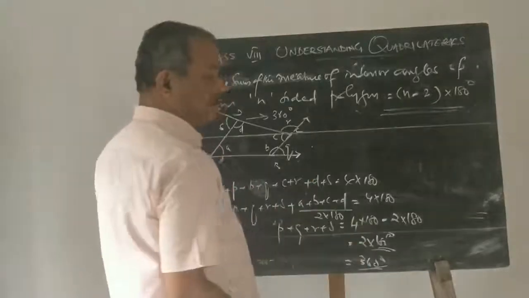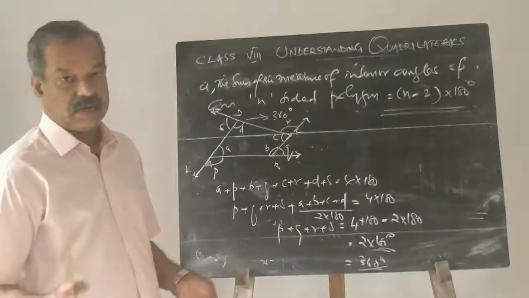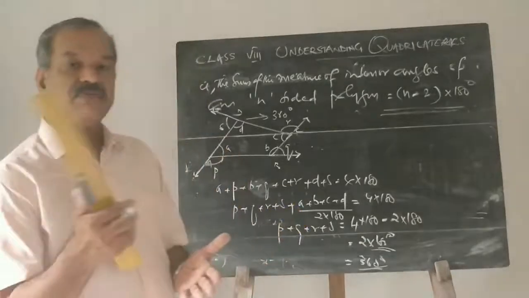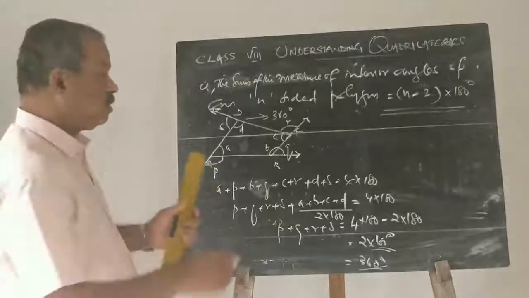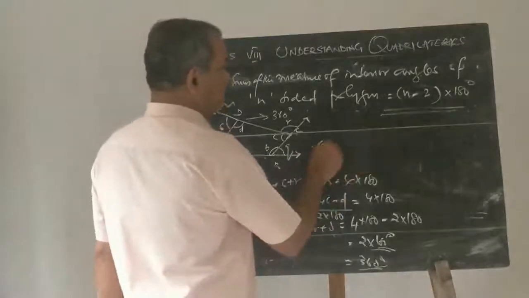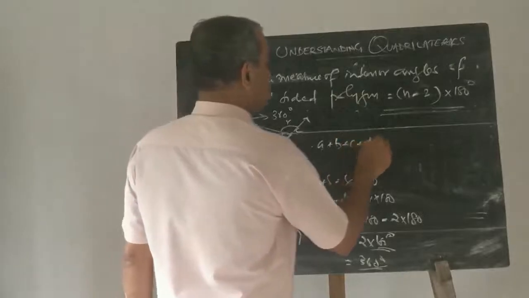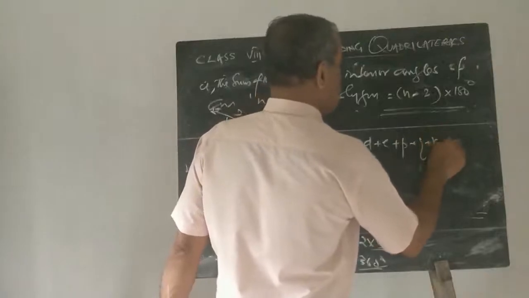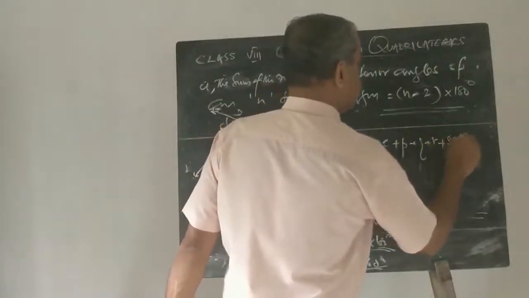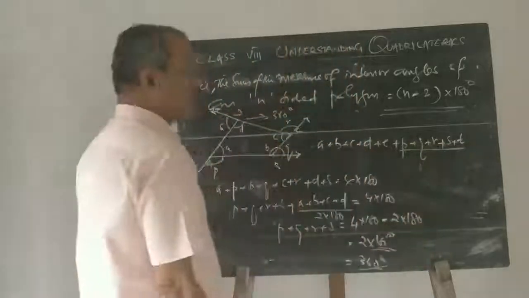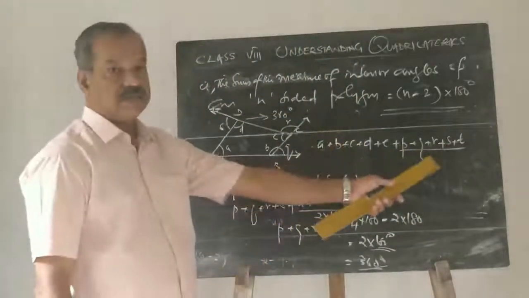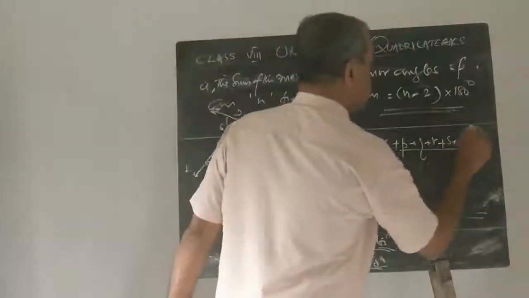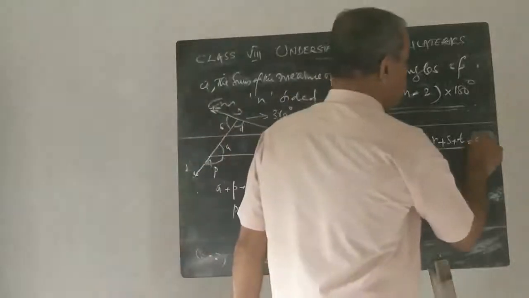Now, let us take a pentagon. How many exterior angles are there for a pentagon? Since it has 5 sides, there are 5 exterior angles. So the sum of the interior angles A plus B plus C plus D plus E and the exterior angles P plus Q plus R plus S plus T, where these are the exterior angles and these are the interior angles, is equal to 5 into 180 in total.